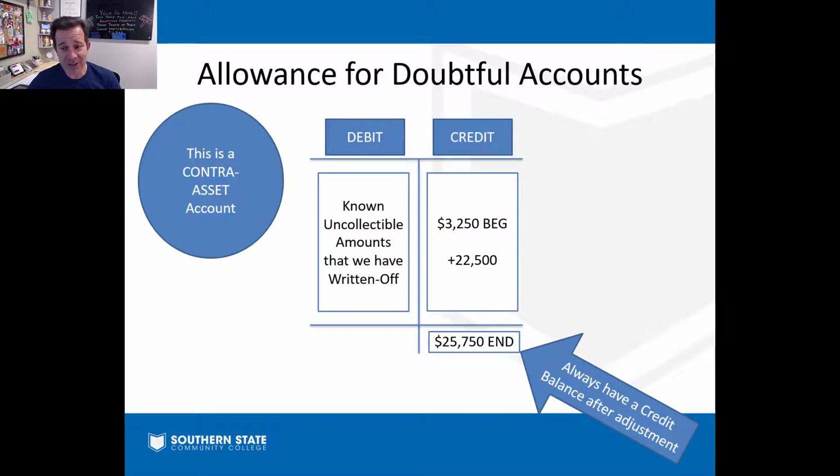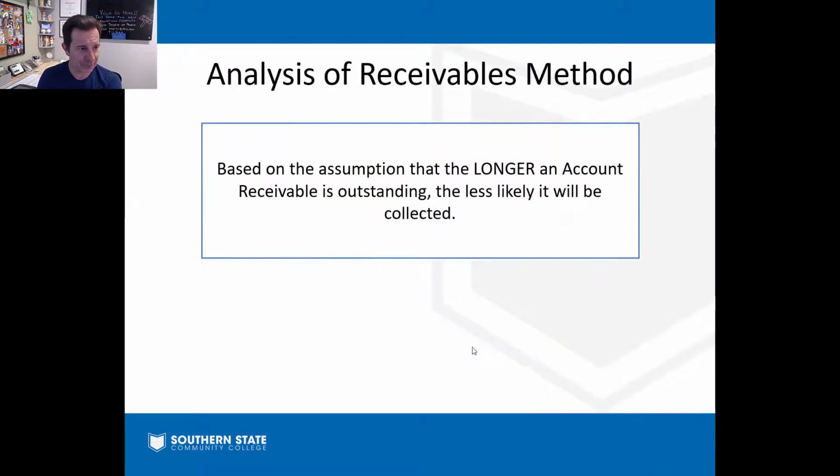Okay, so now we have a $25,750 balance, and that allowance for doubtful accounts. The other methodology is the analysis of receivables. This is based on the assumption that the longer an account receivable is outstanding, the less likely it will be collected. And it makes common sense.